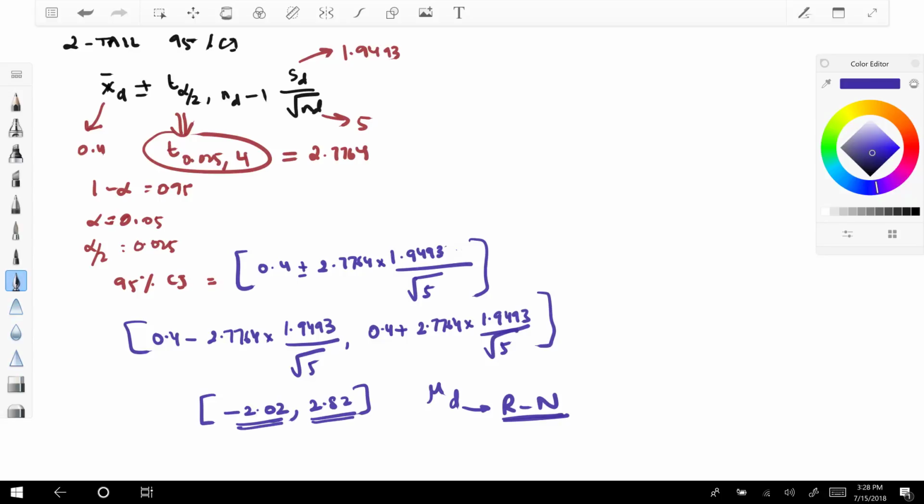So that means we have 0 in this confidence interval. So that means both Reebok and Nike should be equal. They have equal wear and tear because we have 0 in that limit. So we can say that Reebok and Nike both have the same kind of wear and tear.